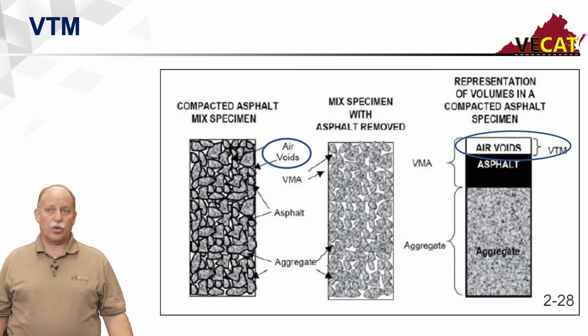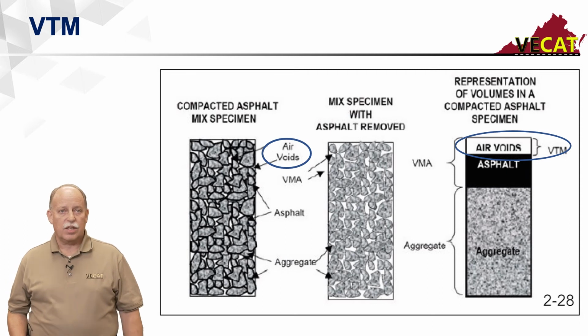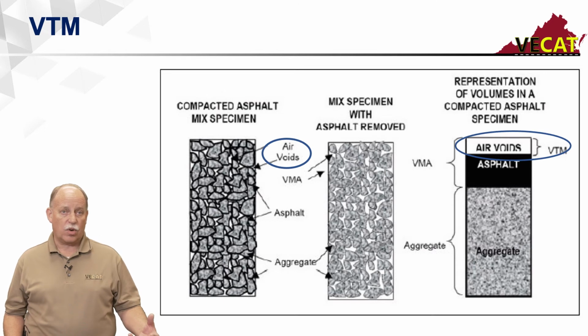So let's look at those air voids. Sometimes it helps to see a visual image of it. If you look at this image on the far left of a compacted asphalt specimen, you can see the white spaces. Those are the air voids that are in your mixture. Some of them are interconnected, some of them are not.